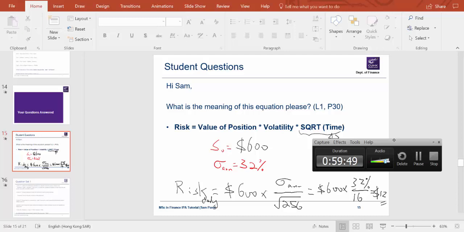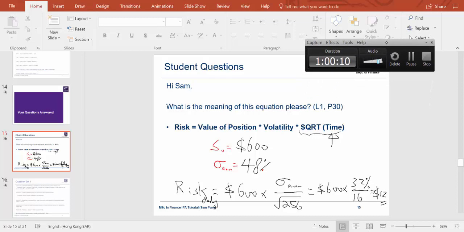Now, of course, it should be quite obvious to you, if the vol was not set at 32, but 48, then what happens? You're going to divide 48 by 16, which is still divisible, right? But now it's going to be 3%. So that means if the annual vol was given at 32, the daily movement is expected at 12. But if the annual vol was given at 48, the daily movement is expected at 18. Are you with me?